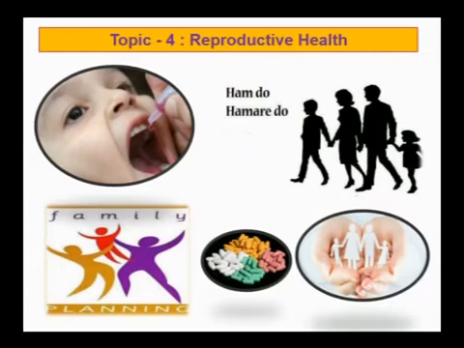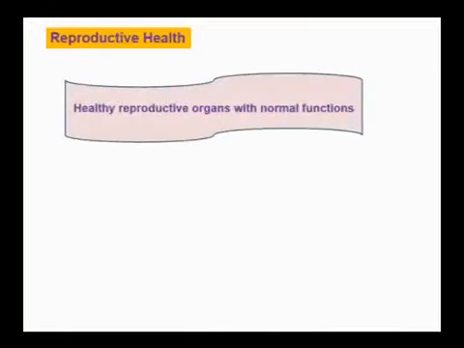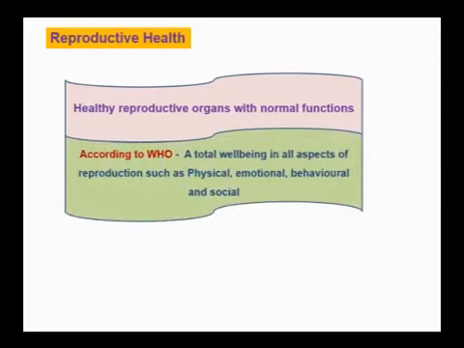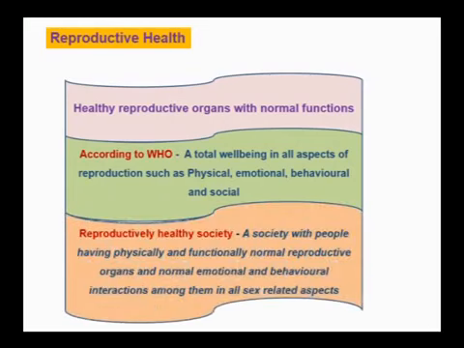Yeah, let us take up the next chapter, reproductive health. Reproductive health refers to healthy reproductive organs with normal functions. According to the World Health Organization, reproductive health is total well-being in all aspects of reproduction such as physical, emotional, behavioral and social. A reproductively healthy society is a society with people having physically and functionally normal reproductive organs and normal emotional and behavioral interactions among them in all sex-related aspects.